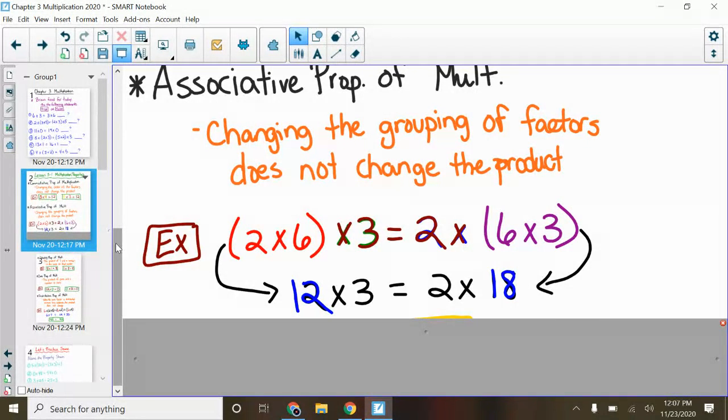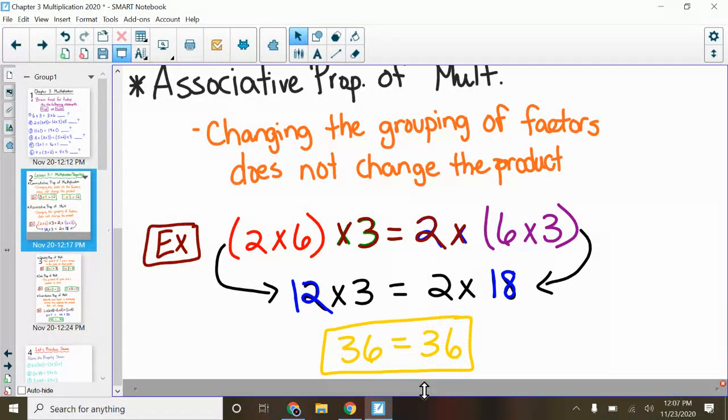But here's the really cool thing with math. If I bring down the other things that are left over on both sides, even though I had different factors, I still get the same product on both sides, because 12 times 3 is 36 and 2 times 18 is also 36. So even though I move those factors around, I'm still going to get that same answer. And that's what's really cool with this math. I could even move those numbers all around. I could put 3 in here with 2, and I could do 2 times 3 and then times 6, and I would still get 36. And that's because of the associative property of multiplication.